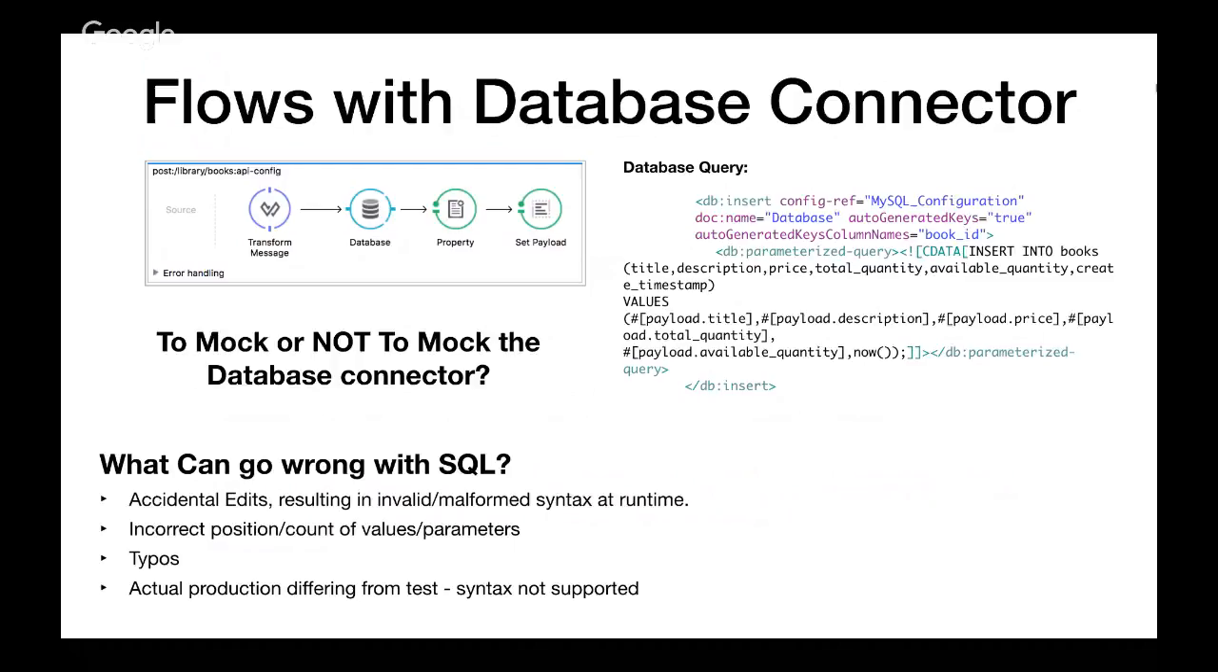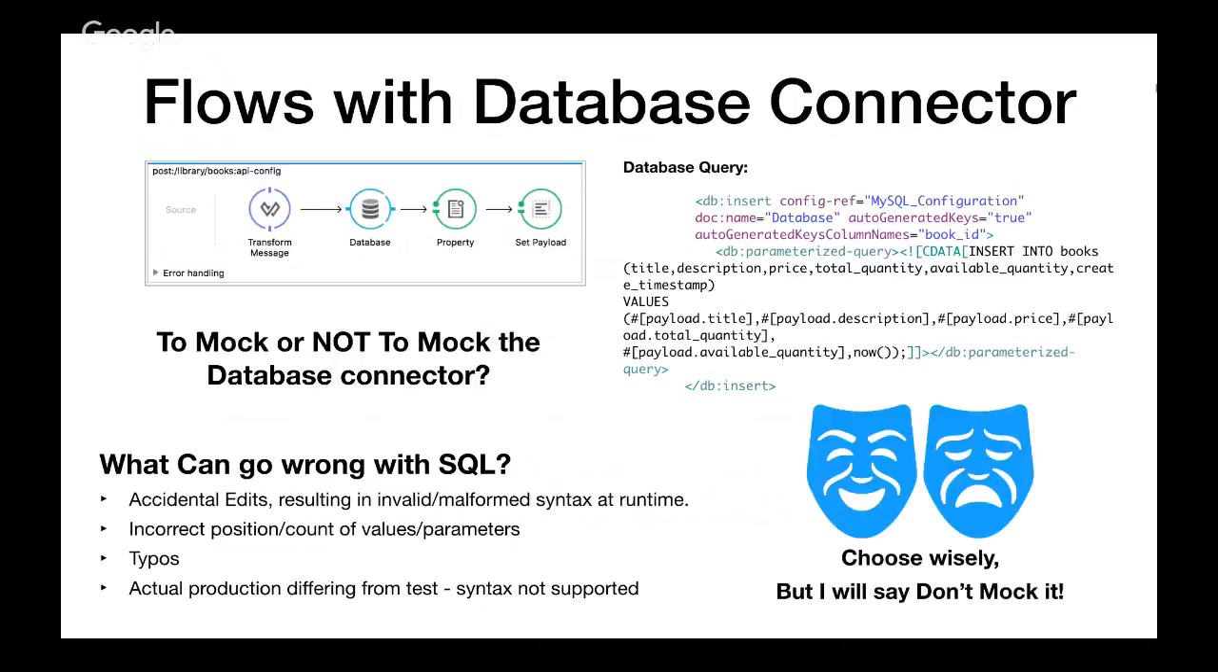So if I mock the database here, and say, okay, when db insert is called, instead of calling the real database, just return me some dummy payload, then probably I won't find any of these issues unless my application is live and running, which I don't think is a good idea. So that is the reason for the database connector. In my opinion, I don't think we should mock those. So what are the options? Small thing, choose wisely. I will say don't mock it.